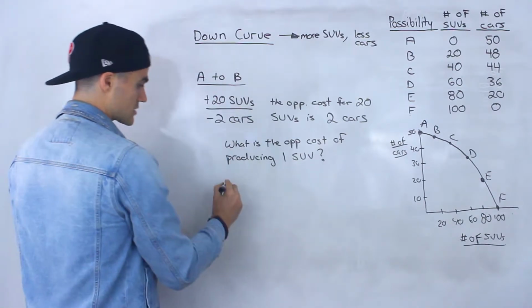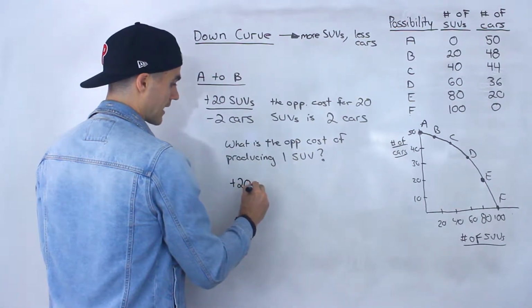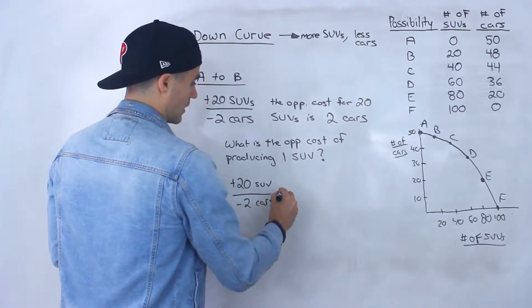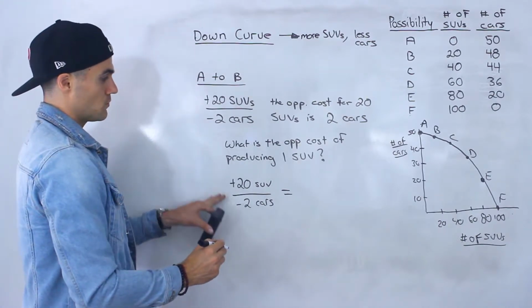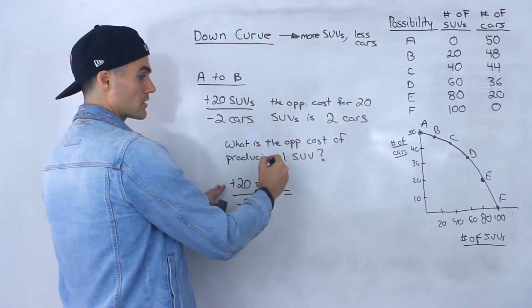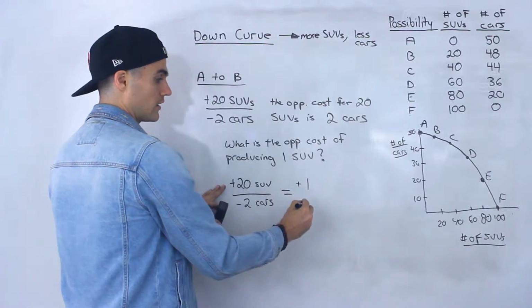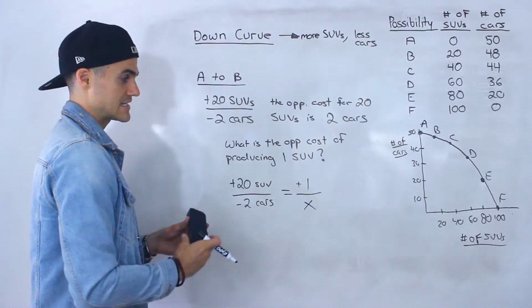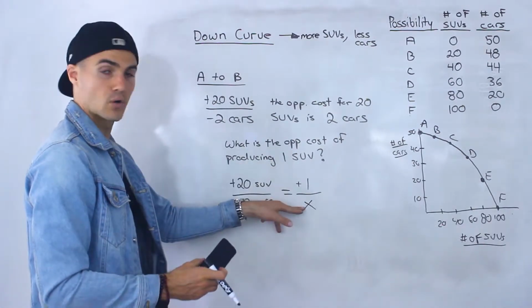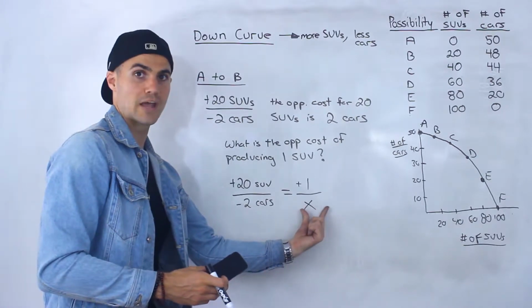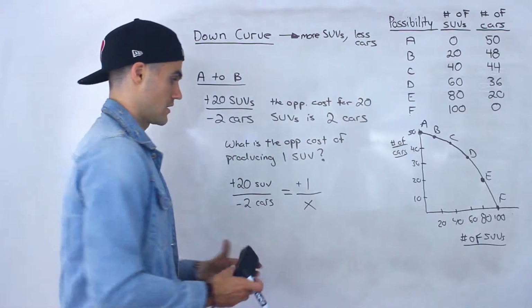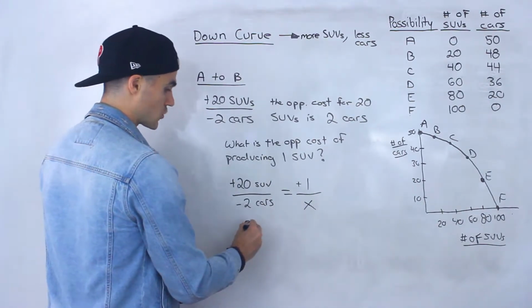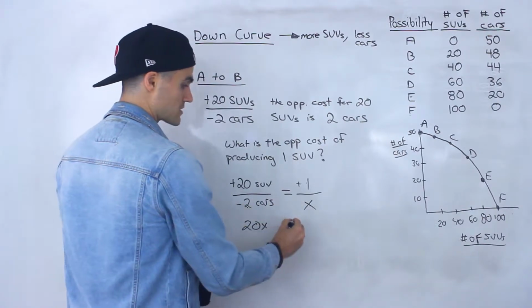What you want to do is take this ratio here. So we got plus 20 SUVs, minus 2 cars. And you basically want to take this ratio and make it equal. If you're finding the opportunity cost of producing 1 SUV, you want to put a plus 1 here. But then you're going to have to solve for this X value here. To produce 1 SUV, how many cars do we have to give up in producing? And so to solve for this X value, you just cross multiply. So X times positive 20 is 20X. And then negative 2 times positive 1 is negative 2.